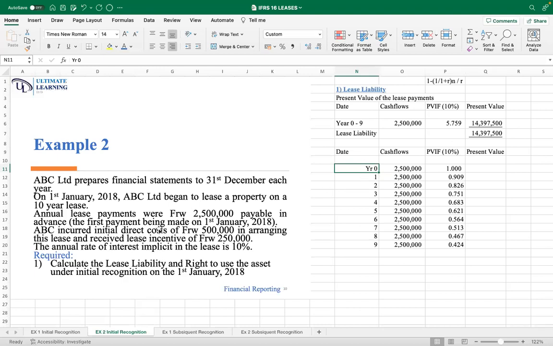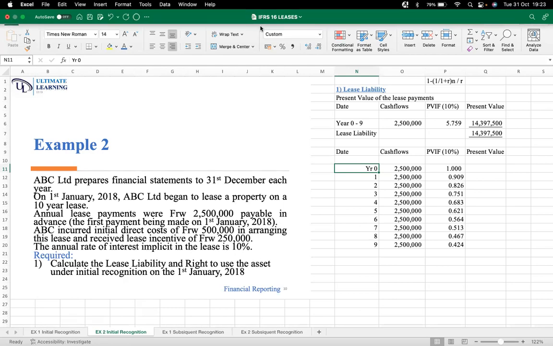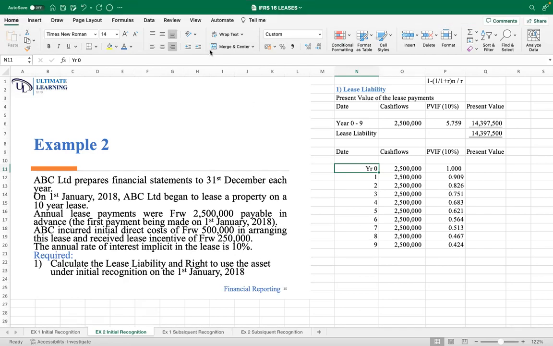Because you were told the first payment being made on 1st January 2018. What is written there in bracket? Are we together? Okay, let's continue.